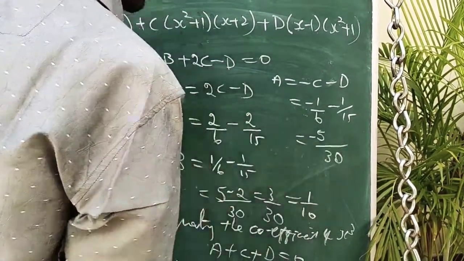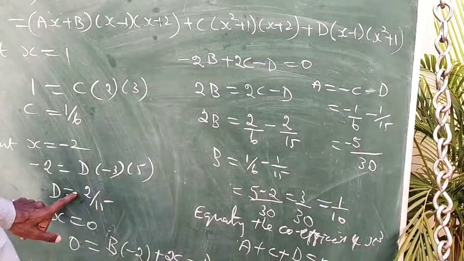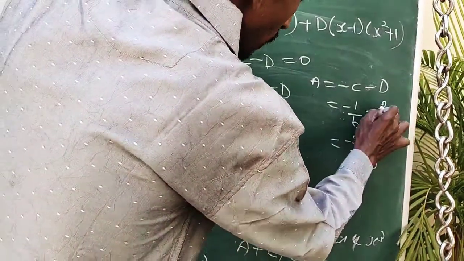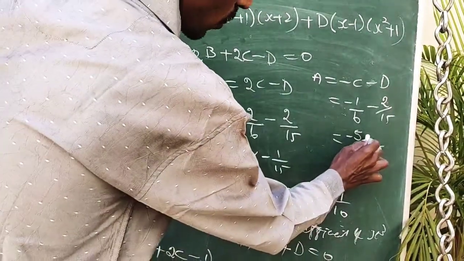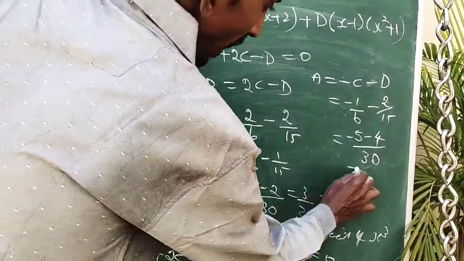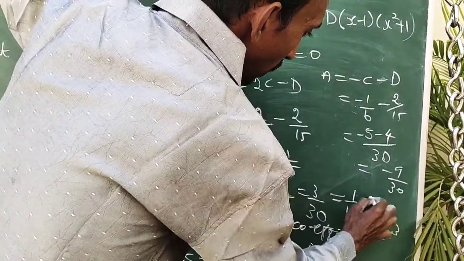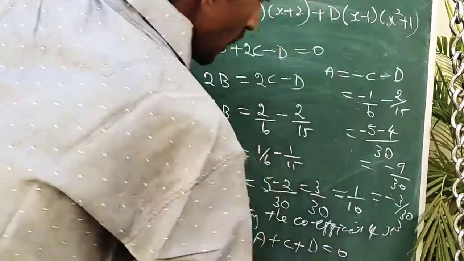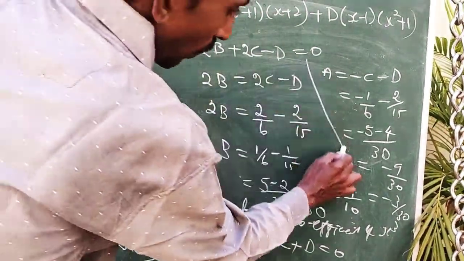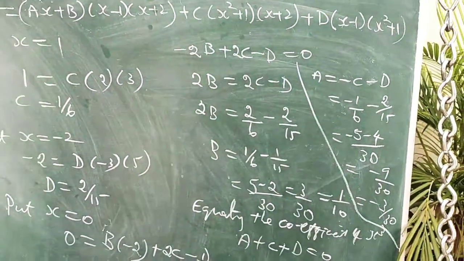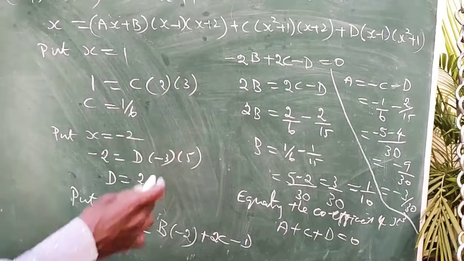Sorry, here D is 2 by 15. So 2 by 15, so 4, so minus 9 by 30, so minus 3 by 30. Now all the 4 constants are eliminated. A is minus 3 by 30.